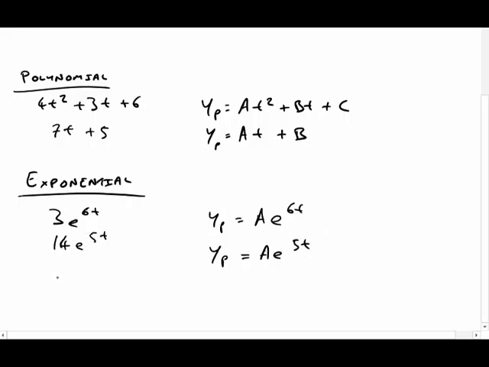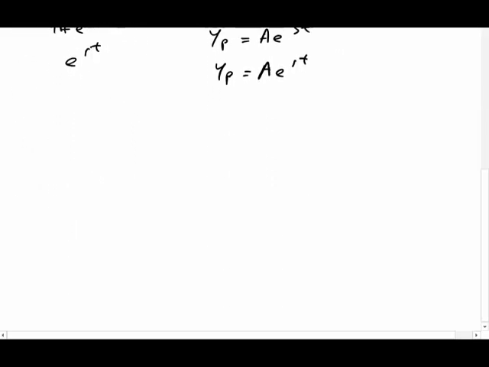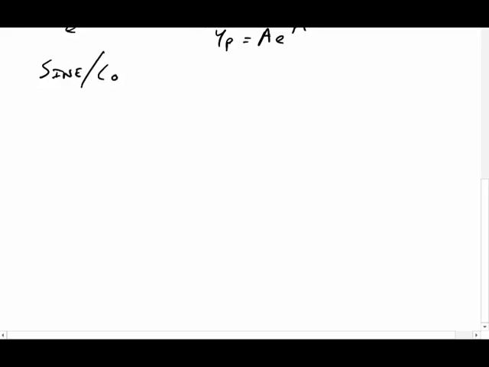So in other words, if you have e to the rt, then the particular solution that you'll try is a e to the rt. Okay, so that's basically the particular solution that you'll try. Right. Okay, so that's if it's exponential. Then what if it's sine or cos? Well, let's say sine or cosine.